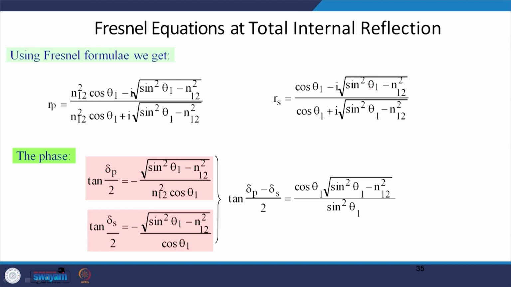Also, the Fresnel equations change at total internal reflection. So, you can always calculate what is Rp, that we did already, and you can also see what happens to Rs, that is the S polarized light. We can also see what happens to the phase of the wave, how it changes. So, these are the relations you should derive at home, that is the homework for you. Let us see what happens.